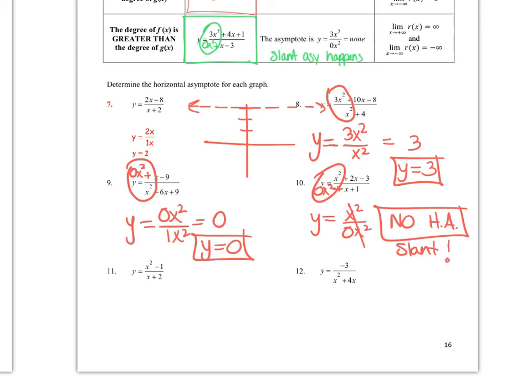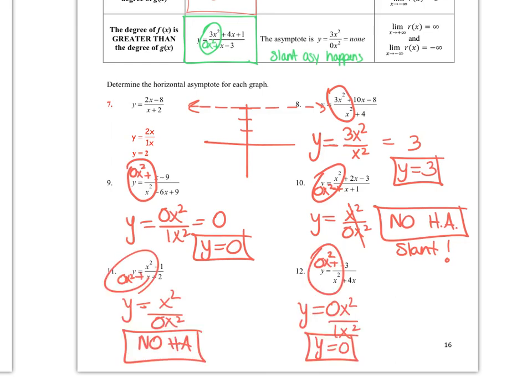Go ahead and answer 11 and 12, hit pause, and then check back to make sure you got it. So for both of these, you did need to add in the 0x squareds. For 11, you're doing 1 divided by 0, which you can't do, so there's no horizontal asymptote, there's just a slant. And in 12, it's 0x squared divided by 1x squared, which is y equals 0. So as x gets really big, this function's going to approach the x-axis. As x gets really small, it'll also approach the x-axis. And you can confirm all of your answers on your graphs or looking at really large numbers on your table.